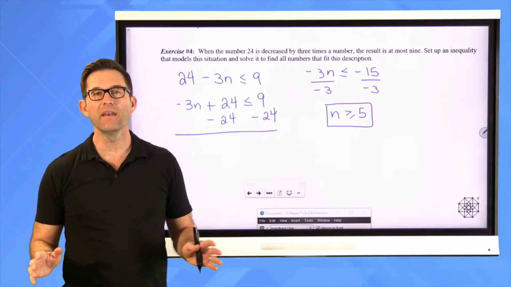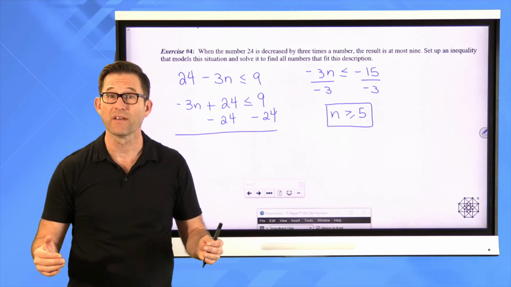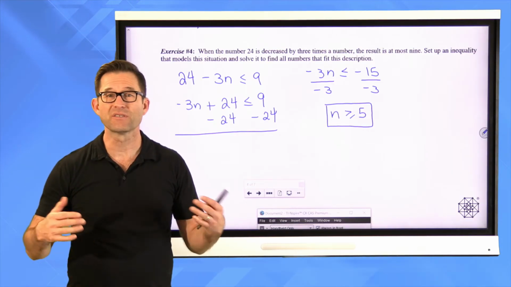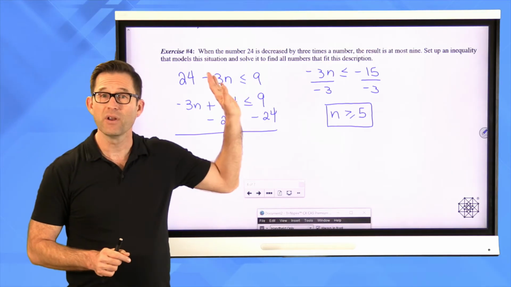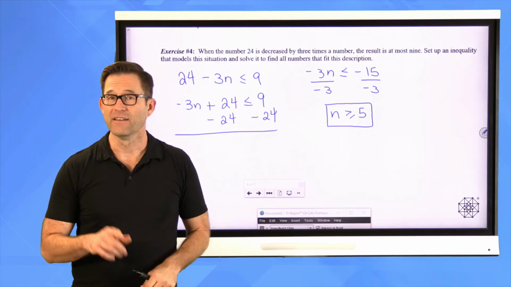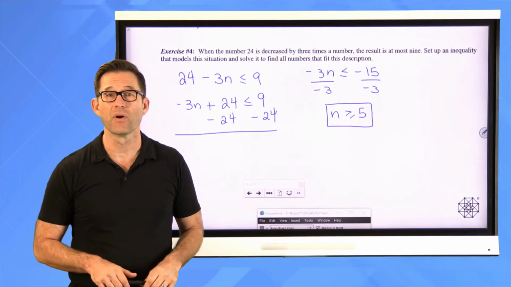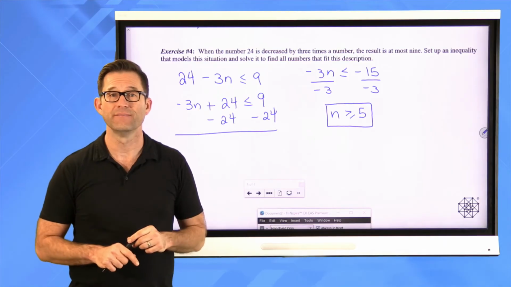Meaning that any number from 5 and above fits this description, right? So if I took 6, 7, 8, 9, 10, or even the number 5, and I put it into this description, I would find that if I take 24 and I decrease it by 3 times that number, the result will be at most equal to 9.